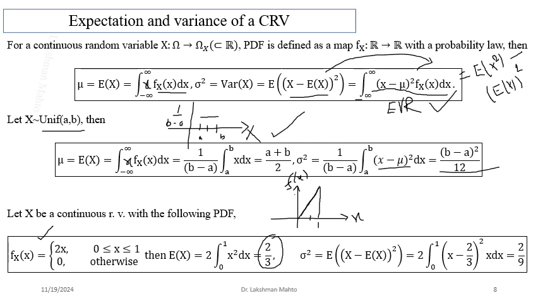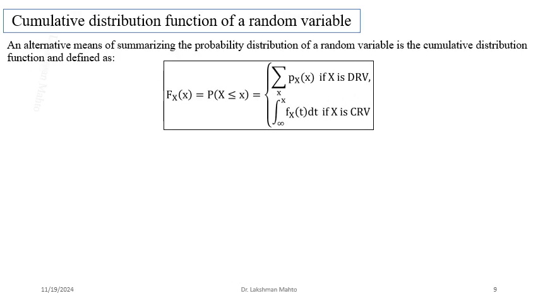Okay. And what is the variance? If you compute the variance as per the formula, it would be 2 by 9. This is the variance. Now, once you have computed expectation and variance, note that probability density function and probability mass function are two different terms for two different kinds of random variable, continuous and discrete.